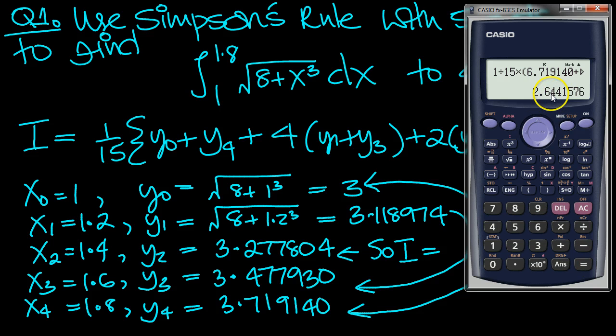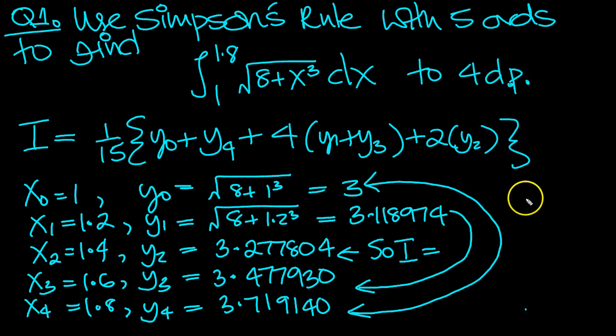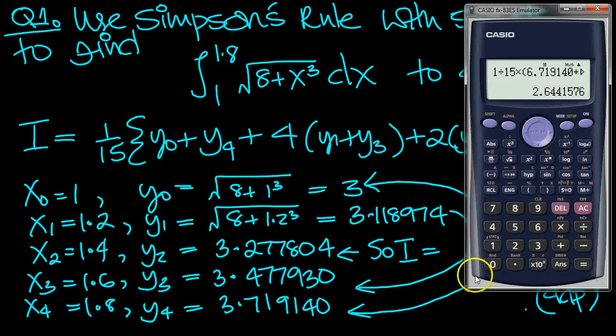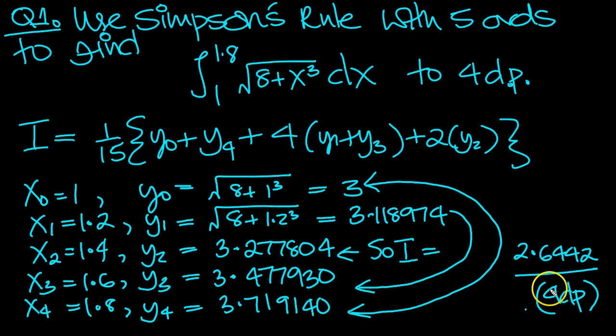Now we're rounding to 4 dp, so it's 2.64415, so that's 2.6442, isn't it? So it's 2.6442, and that would be to 4 decimal places. Let's just check that again. 2.6442 is fine, and that's to 4 decimal places.